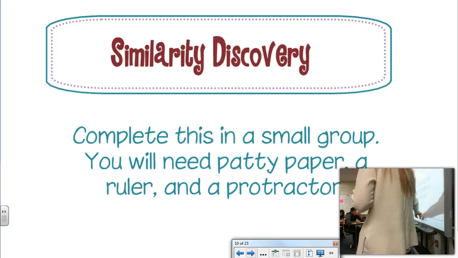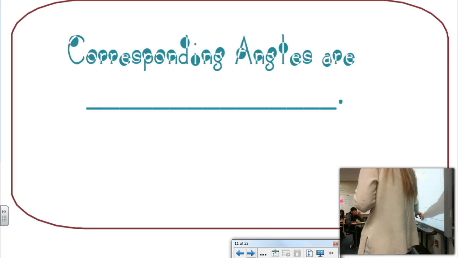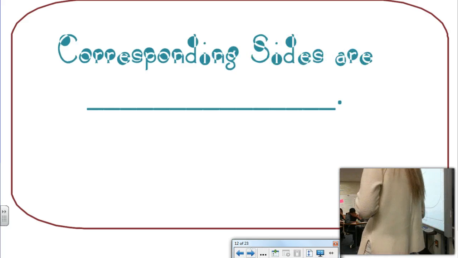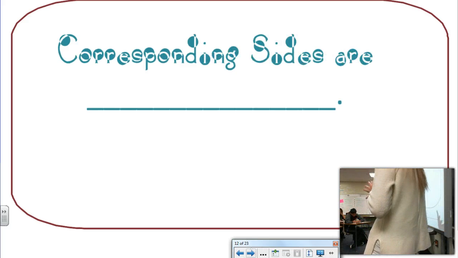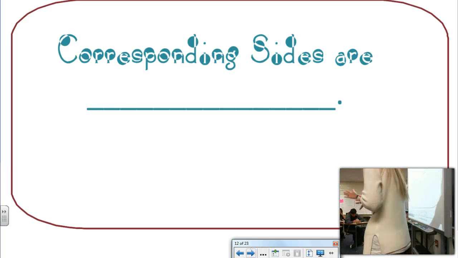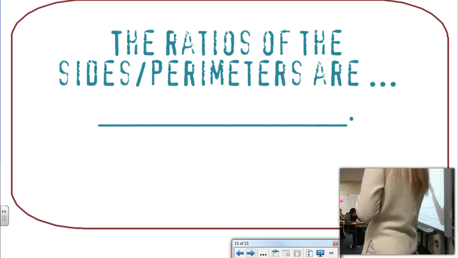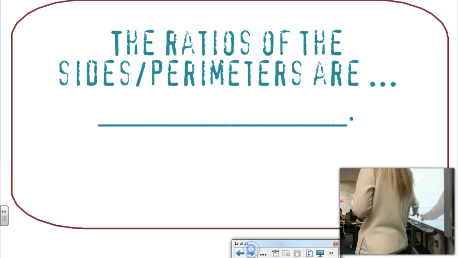So we did the similarity discovery. We did that together. Corresponding angles are? Everybody. Congruent. Louder. Congruent. Corresponding sides are? Proportional. Louder. Proportional. Basically, angles congruent, sides proportional. The ratios we already talked about are equal.